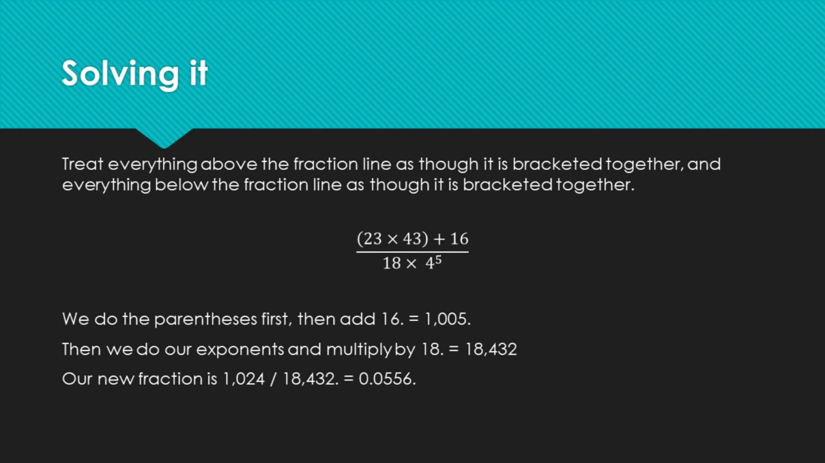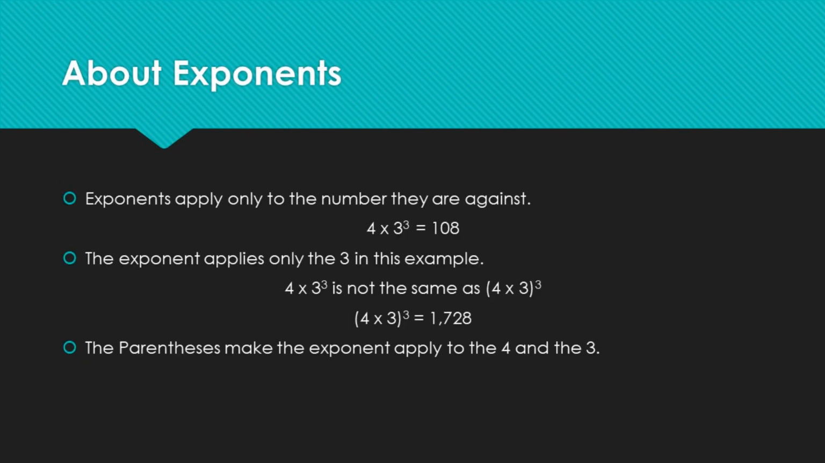Next we turn our attention to the bottom of the fraction. Following the order of operations, we do the exponents first. 4 raised to the 5th power is 1024. And we will multiply that by 18. The bottom of our fraction, our denominator, is 18,432. Our fraction has been reduced to 1024 divided by 18,432, which evaluates to 0.0556.